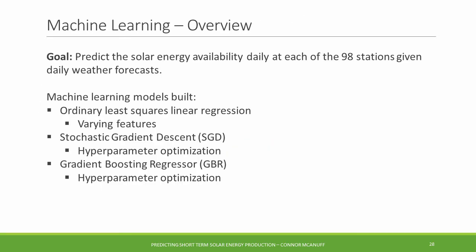Now, on to the main event, machine learning. As discussed earlier, the goal is to predict the daily solar energy availability at each of the 98 mesonet stations given daily weather forecasts. 3 types of models have been built, evaluated, and compared: ordinary least squares linear regression, stochastic gradient descent, and gradient boosting regressor.